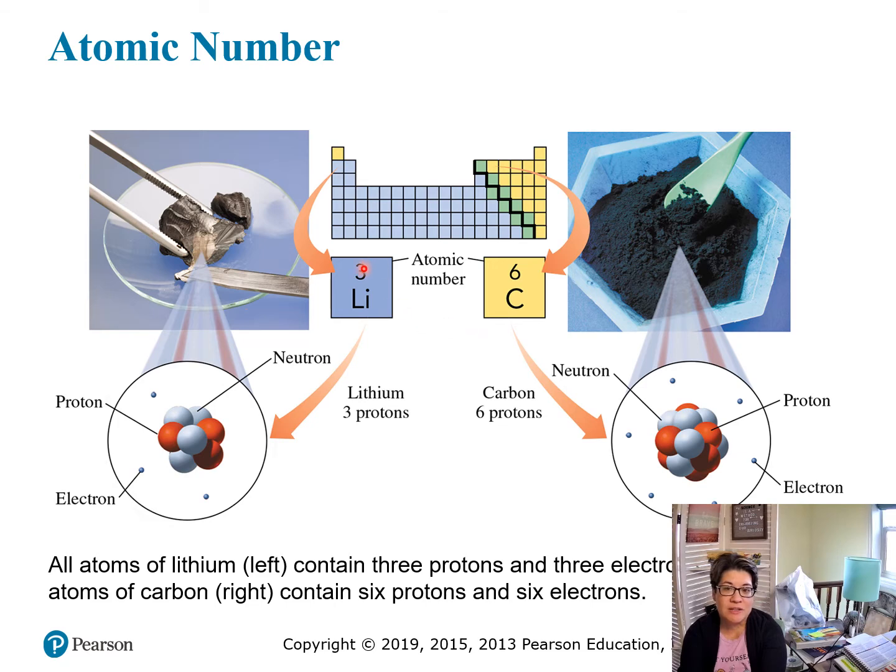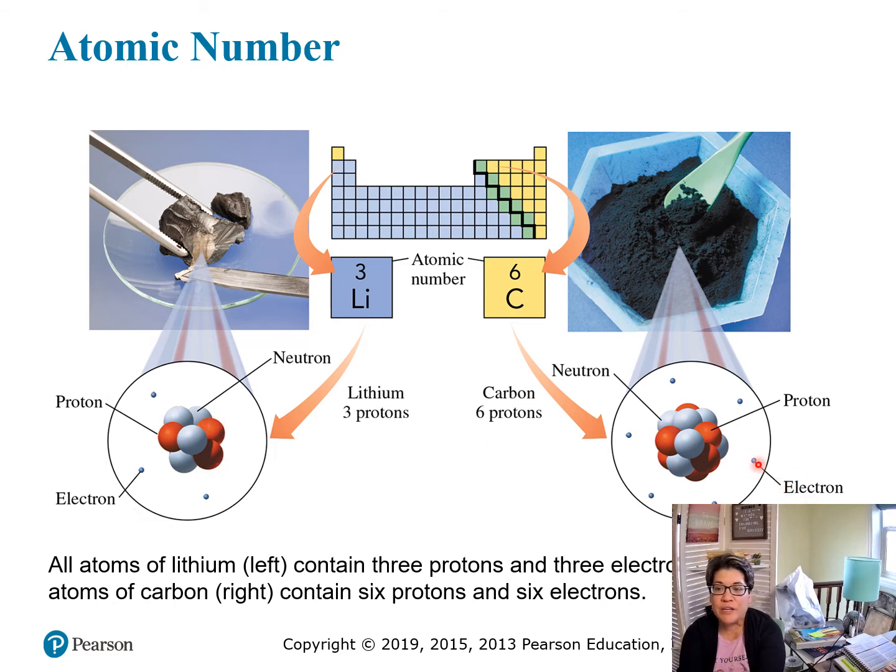So here's some more examples. Lithium has a 3. Carbon has a 6, so they're located here and here. This is what they look like. And then you can see here that lithium has 3 protons, the red things. And it actually has 4 neutrons. Sometimes it has the same number of protons and neutrons, sometimes not. It also has 3 electrons. The reason it has 3 is because the 3 electrons are canceling the positive charge of the 3 protons.